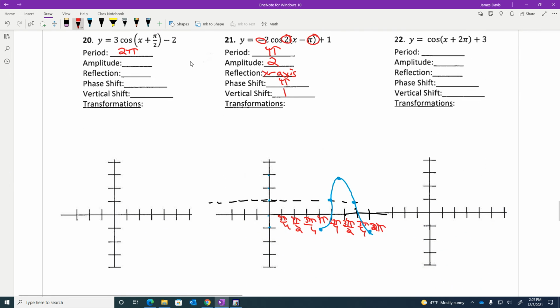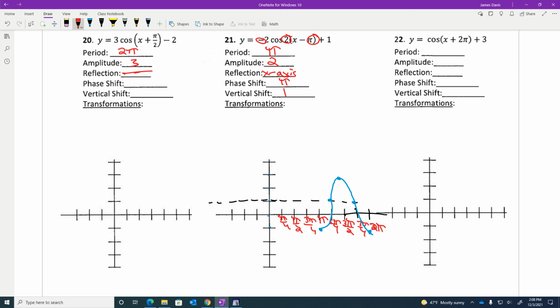All right, number 20, period's 2 pi. Amplitude is 3. Sorry, there's no reflection. You guys are distracted. Amplitude is 3. There's no reflection.